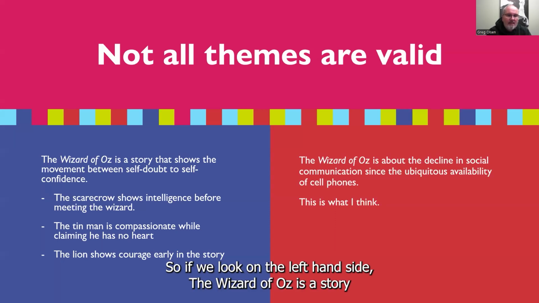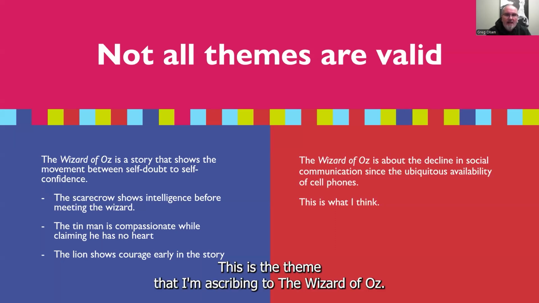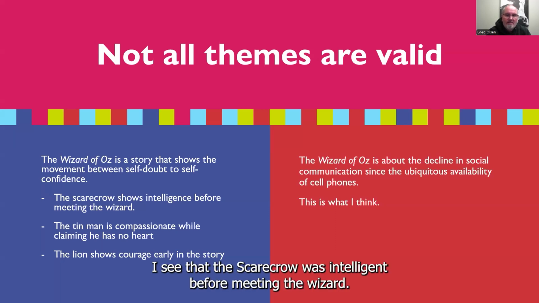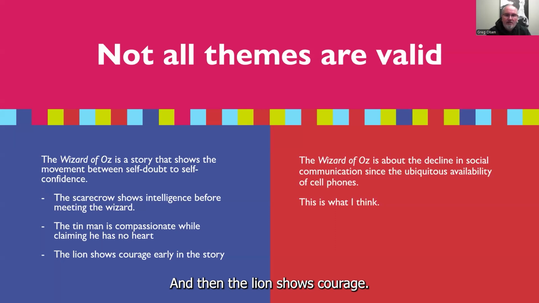So if we look on the left-hand side, The Wizard of Oz is a story that shows the movement between self-doubt to self-confidence. This is the theme that I'm ascribing to The Wizard of Oz. Do I have evidence? Yes, I see that the Scarecrow was intelligent before meeting the wizard. The Tin Man is compassionate while claiming he has no heart. And then the Lion shows courage also early in the story.